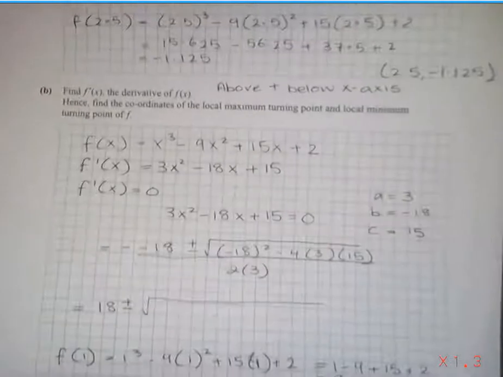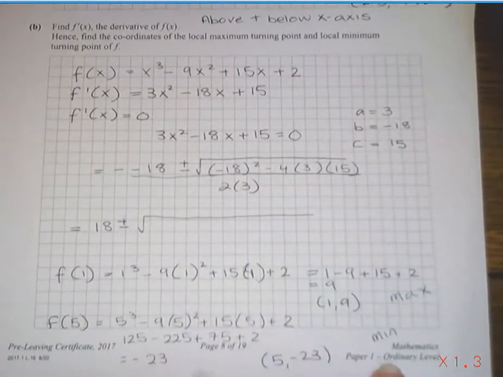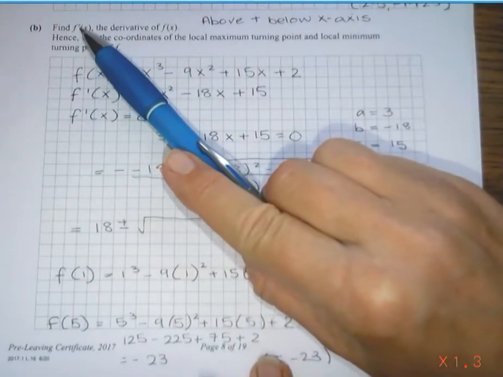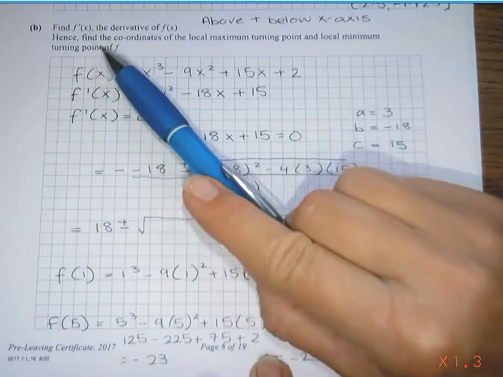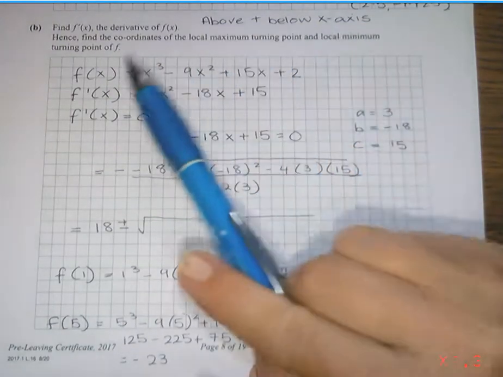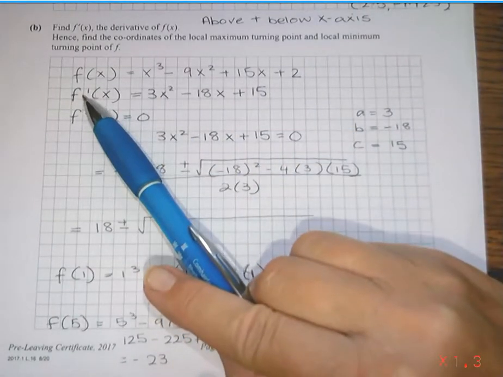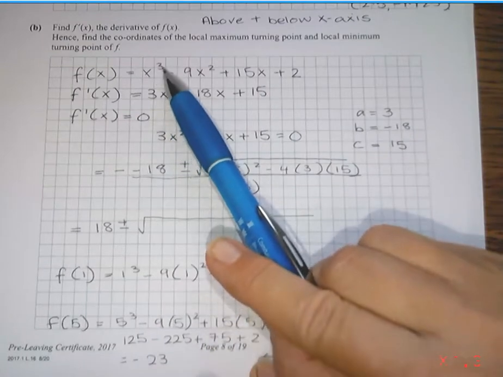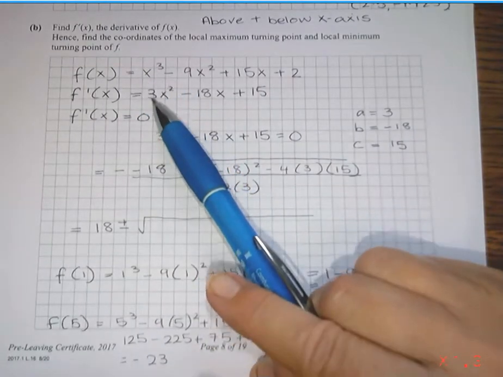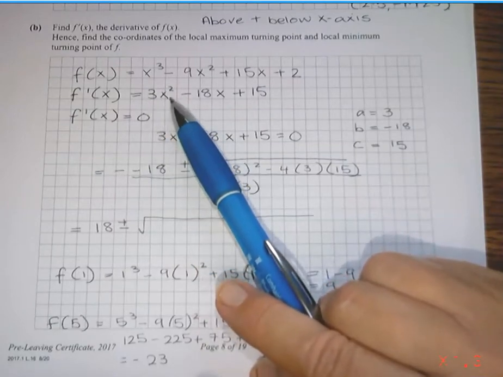Part B is derivatives, differentiation, calculus. Right, so it says, hence find f dash of x, the derivative, and find the coordinates of the local max and the local min turning points. So you write down your function, you then differentiate it, which means get the f dash of x. How you do that is you bring forward the powers of your x's, write it down like you're multiplying, and reduce the power by 1. So x cubed became 3x squared.